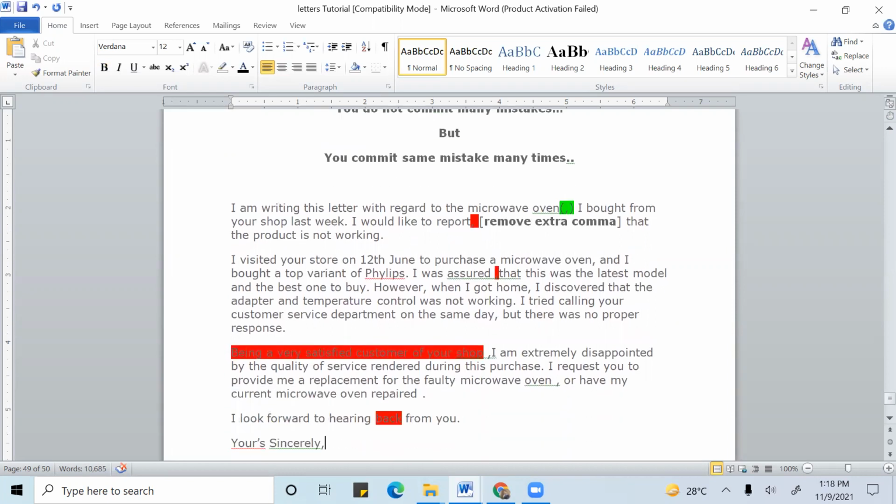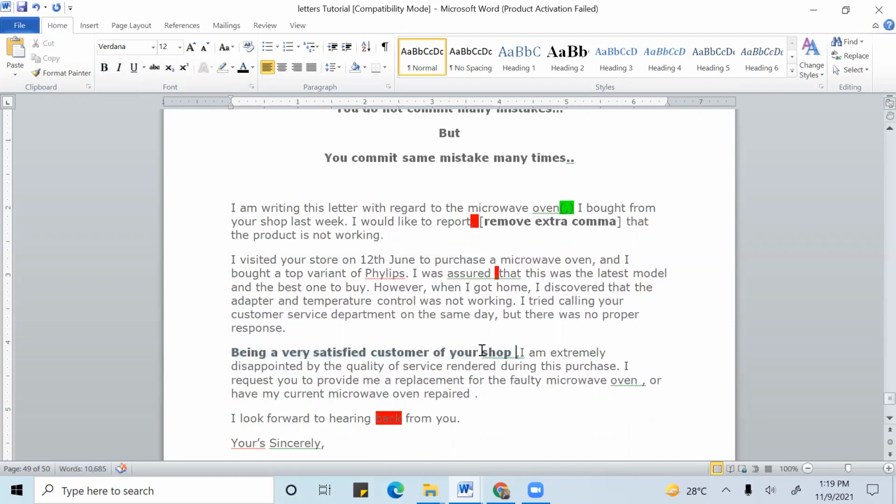And then there is this particular phrase, it's not very nicely written. So just to make sure that it is very clearly visible, I will put it like this and I'll make it bold. Why should you say this? This is a redundant phrase. Being a very satisfied customer of your shop, I'm extremely disappointed. You can straight away say, I'm extremely disappointed by the quality of service rendered during this purchase. Yeah. So, these are some of the errors.